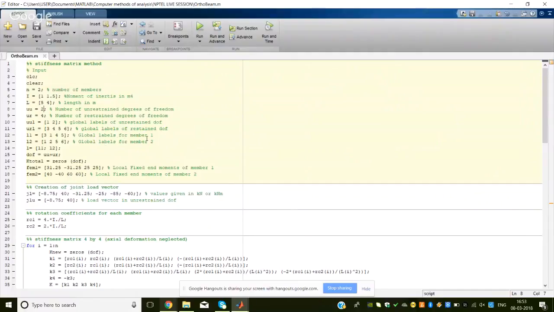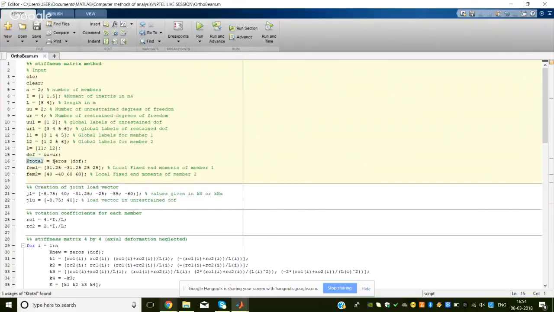Then the global labels for member 1 are 3, 1, 4 and 5. Global labels for member 2 are 1, 2, 5 and 6, and this line of the program is used for combining both the global labels into a single matrix. Then we are calculating the degrees of freedom for the particular structure of the problem. It is the sum of the number of unrestrained degrees and the number of restrained degrees.